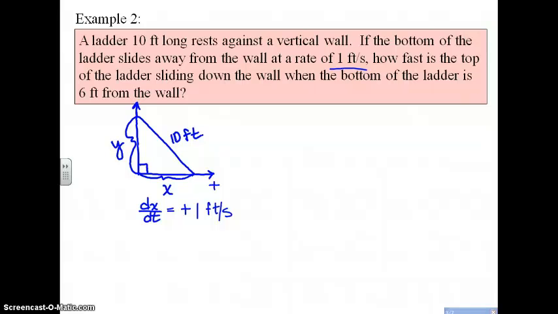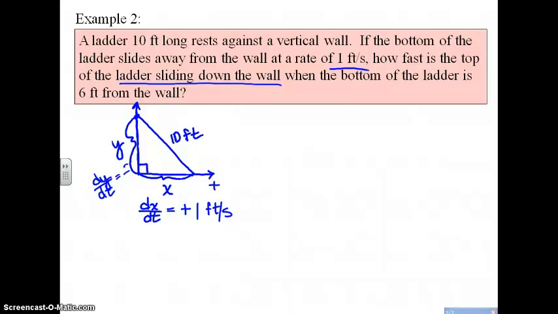How fast is the top of the ladder sliding down the wall? Well, I've already called that vertical distance y, so I'm going to call the rate of change of that vertical distance dy/dt. And it's sliding down. The y distance, vertically from where the ladder touches the wall to the floor, is decreasing. And we remember that when a function is decreasing, its derivative is going to be negative. So that tells me that as my ladder is sliding down the wall, dy/dt will have to be a negative value.